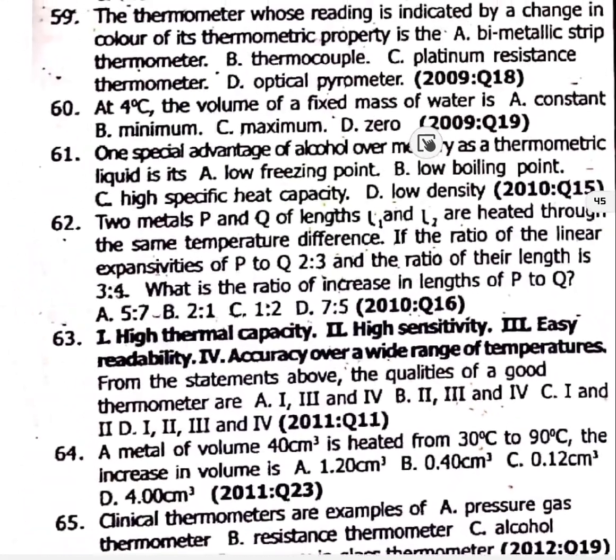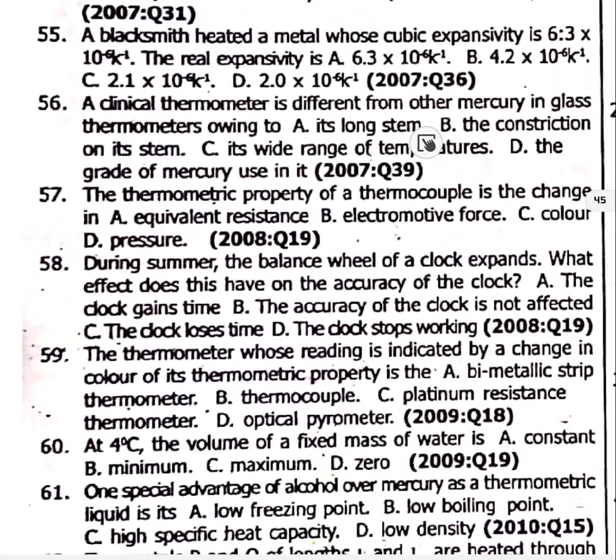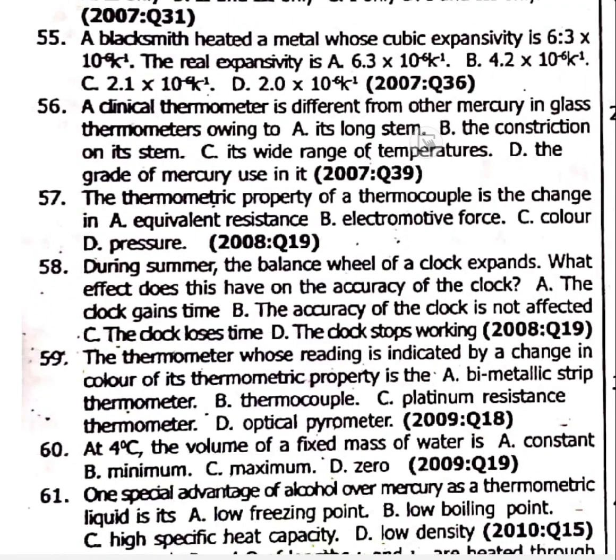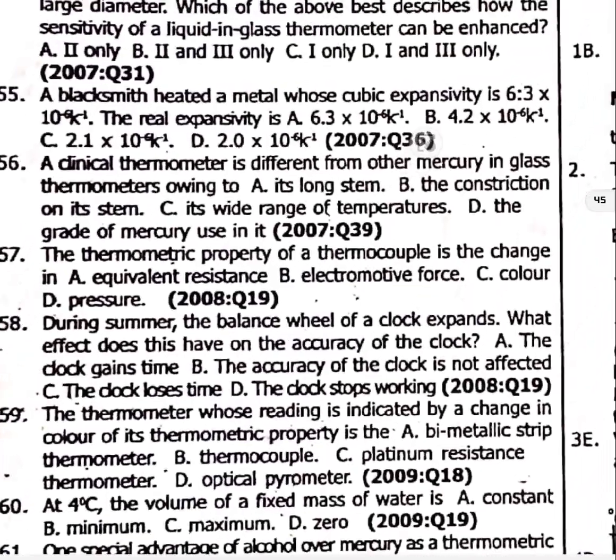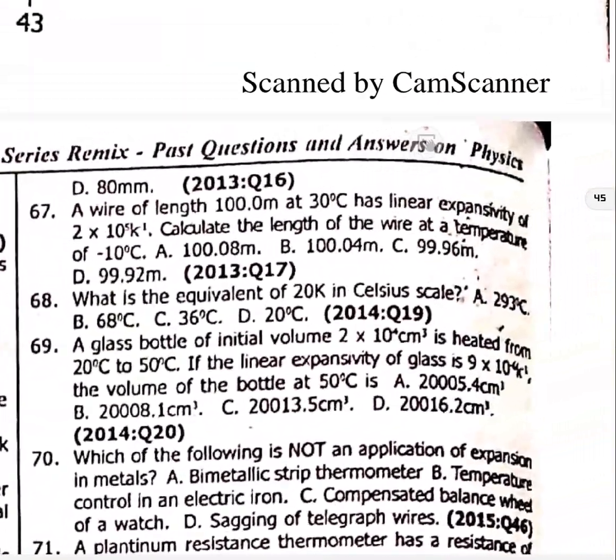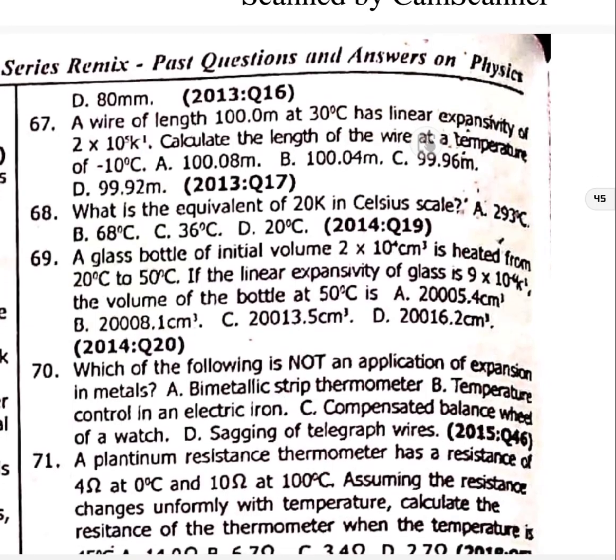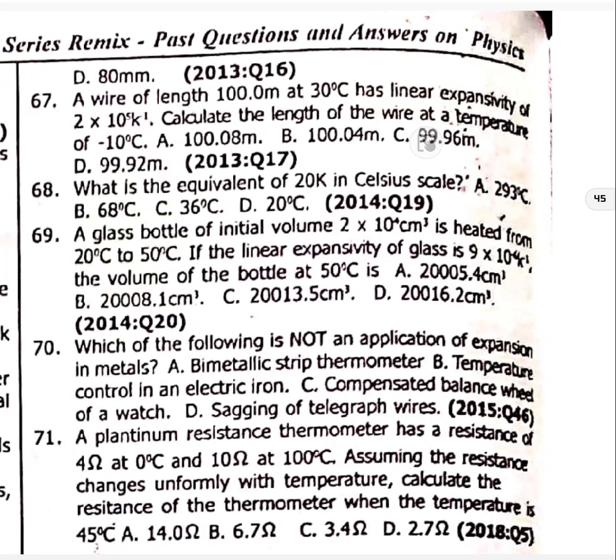66 has to do with calculation, so we'll skip. The questions will actually stop at 71. 67 calculation, 68 calculation, 69, 70. Which of the following is not an application of expansion in metals? Sagging of telegraph wire, option D, sagging of telegraph wire.